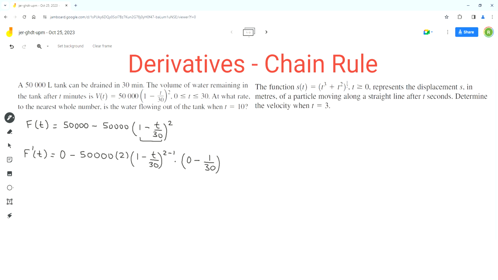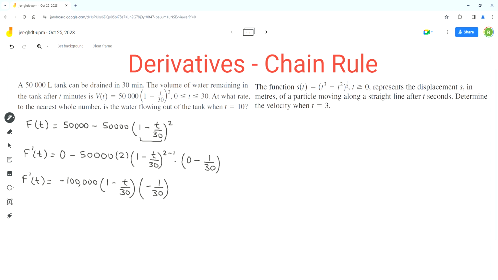Now we can simplify this expression. So F'(t) equals, the 0 goes away, and then in the next part we have to multiply negative 50,000 by 2. So we get negative 100,000 times (1 - t/30), and the exponent is 1. So we don't have to write 1 as an exponent, and 0 minus 1/30 is negative 1/30.